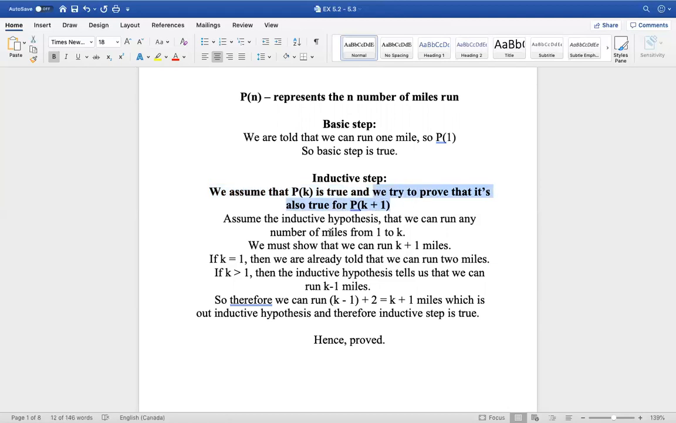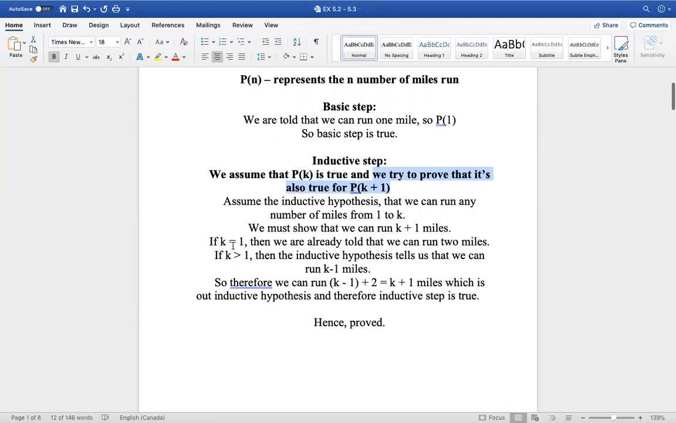We try to prove that. And then here, if k equals 1, from the basic step, we already know that this is true, so we can run those miles.